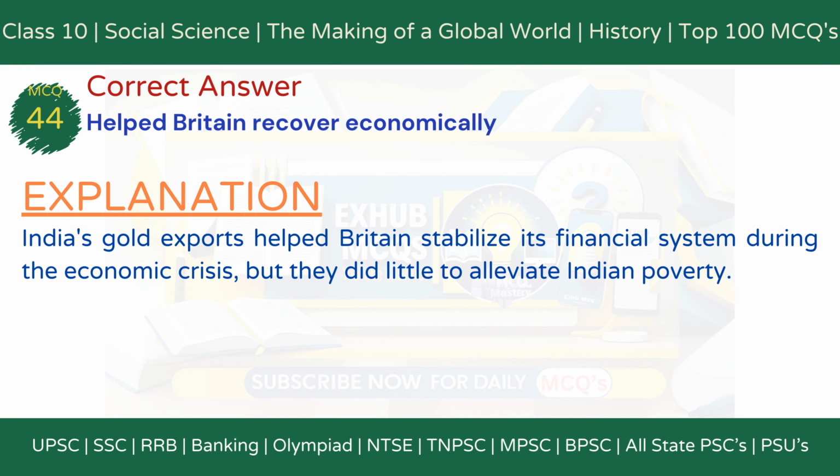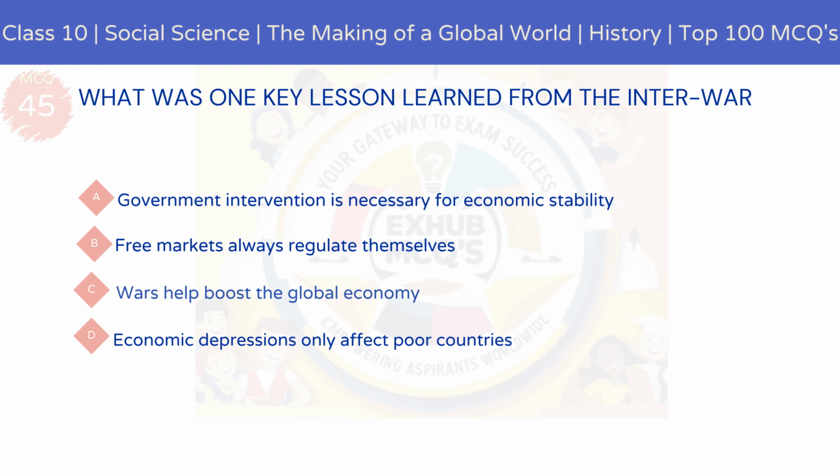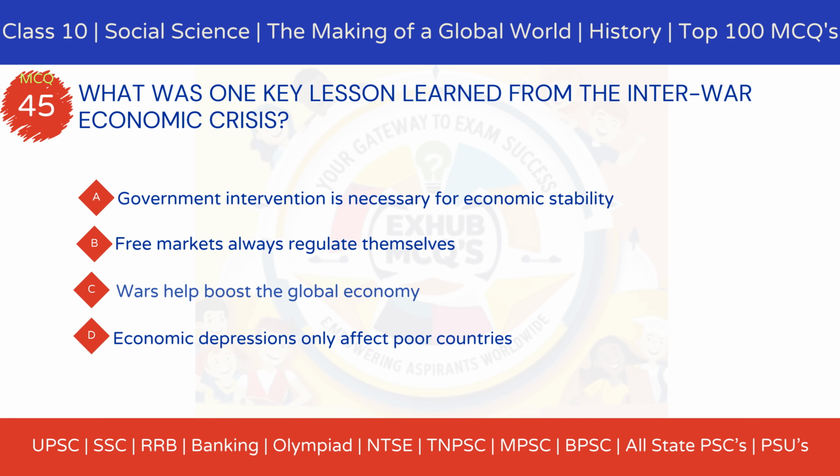The correct answer is option A: helped Britain recover economically. Explanation: India's gold exports helped Britain stabilize its financial system during the economic crisis, but they did little to alleviate Indian poverty. MCQ 45. What was one key lesson learned from the interwar economic crisis?